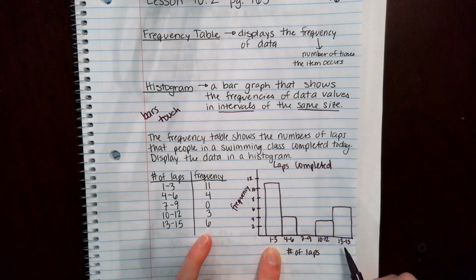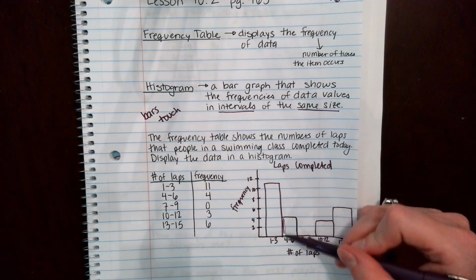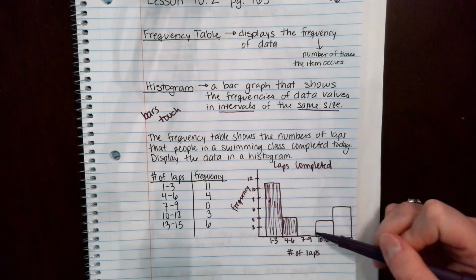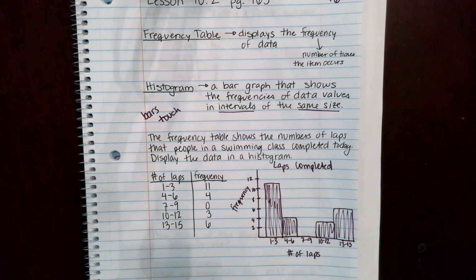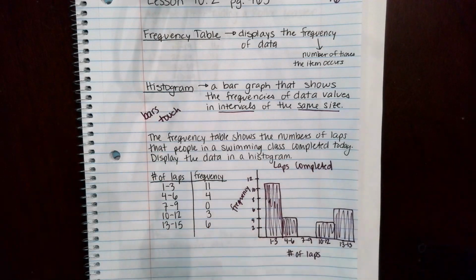So the intervals are the same size, the bars are the same size, and you see that they touch. You can color this. You can see that they touch. You don't have to color it. But that's an example of a histogram. It shows the frequencies of data, how often intervals occur, and of the same size.